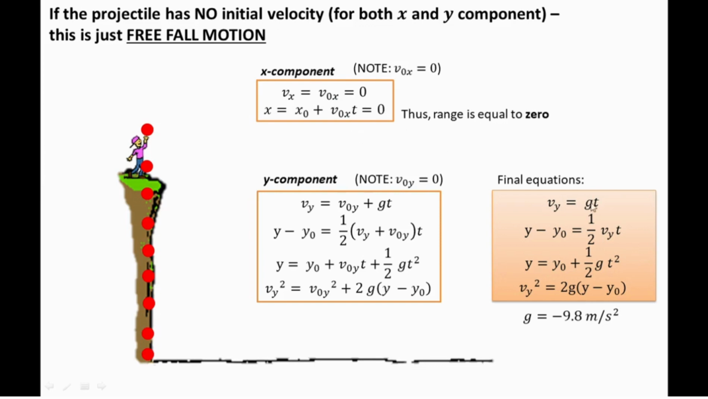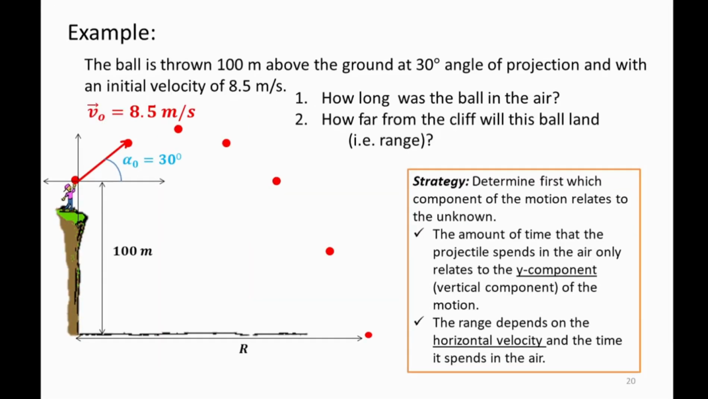So for free fall motion, the kinematics equations will just be this set of equations. Okay, so now let's have an example. A ball is thrown 100 meters above the ground at an angle of projection of 30 degrees and with an initial velocity of 8.5 meters per second.